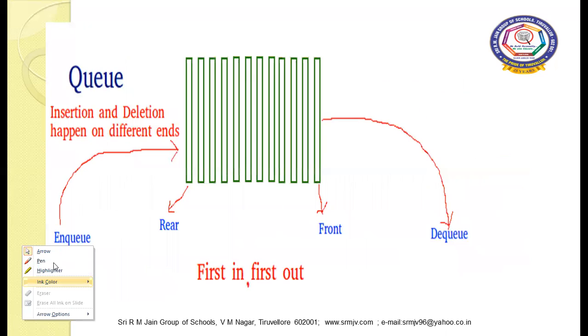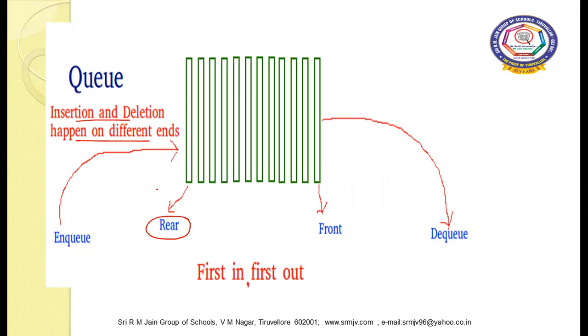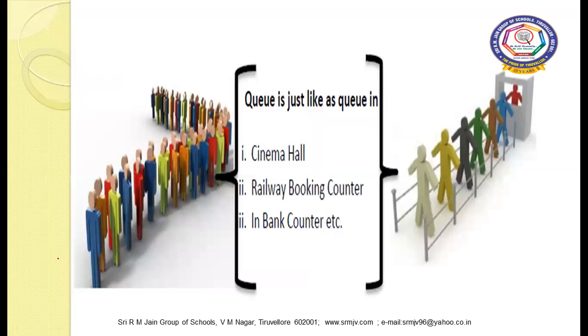So the insertion of elements is always at the rear end. That is, insertion and deletion happen at different ends. The insertion, which is at the rear end, we call enqueue, where elements are added to the queue, and the deletion of elements is done at the dequeue. So using the front end, we delete the elements. That is, elements will come out from the queue. So these are the basics of a queue.